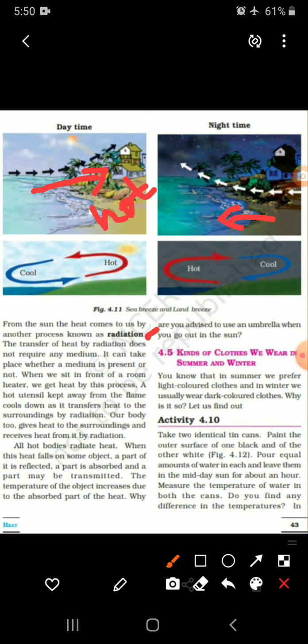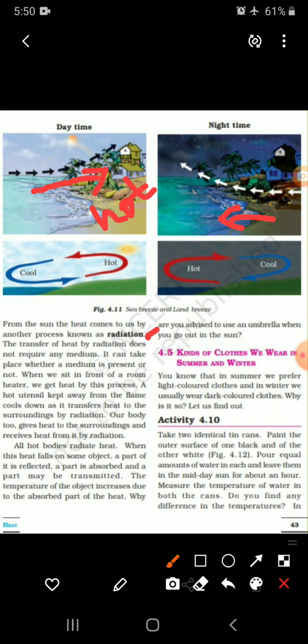Now, the kinds of clothes we wear in summer and winter. You know that in summer we prefer light color clothes and in winter we usually wear dark color clothes. Why is it so? Simply because in summer the light color clothes avoid heat coming to us, and in winter dark clothes protect us from cold.